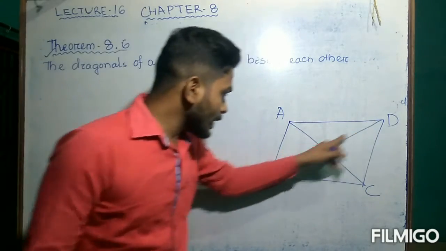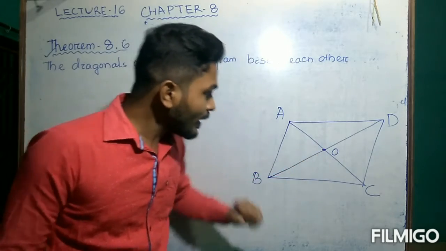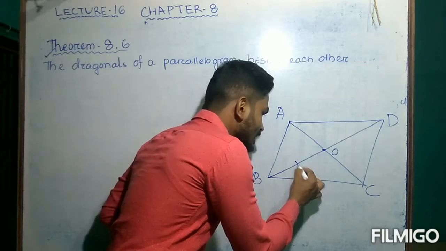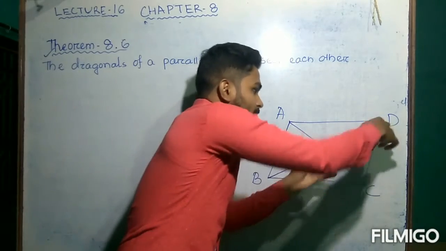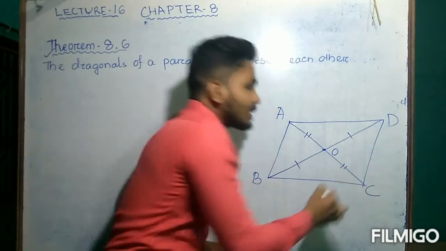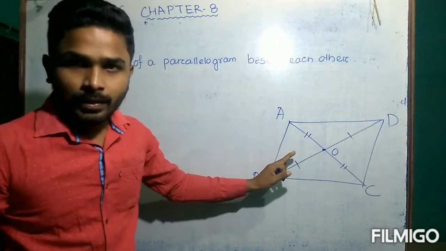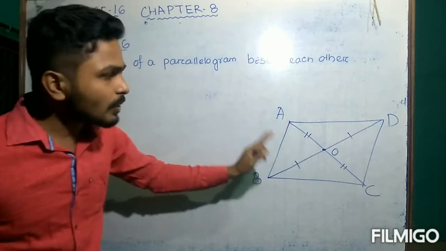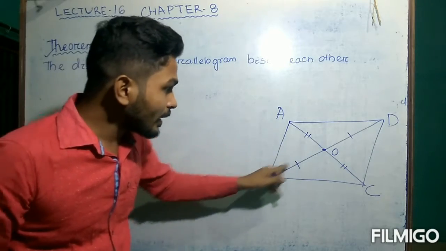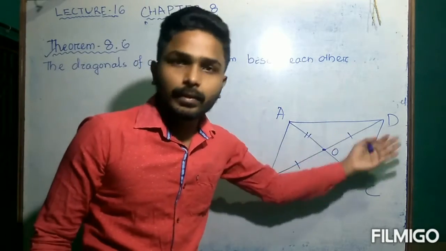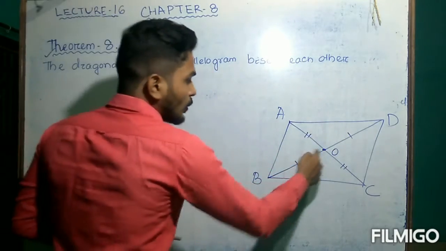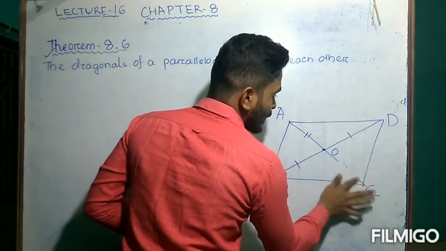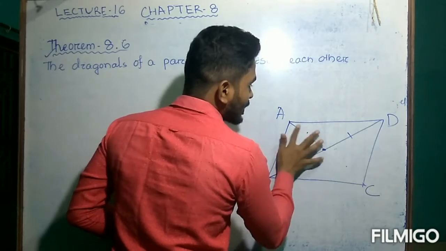That means the diagonal BD is bisected at the point O, and the diagonal AC is also bisected at the point O. It means this half is equal to this half, and this half is equal to this half. Already we know this property. Previously we have discussed this property, but this is a theorem, that is why we have to verify that each diagonal is bisected by the other diagonal. So we have to prove OB is equal to OD and OA is equal to OC. Understood? We have to prove this, right?